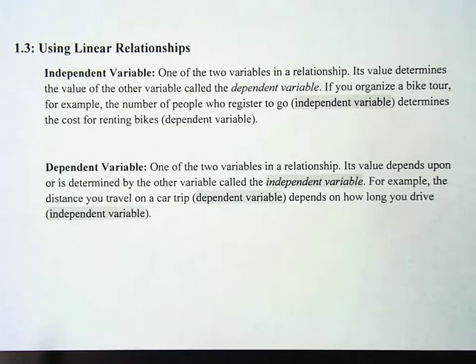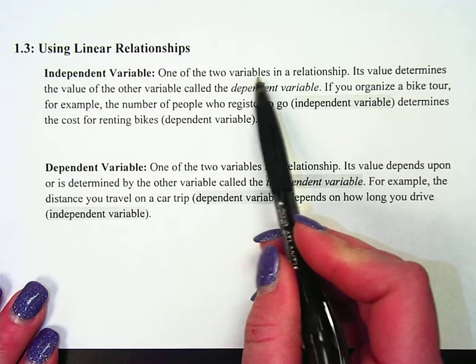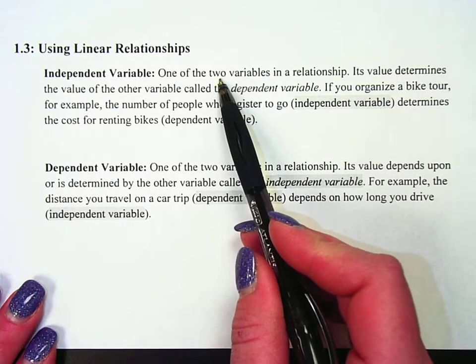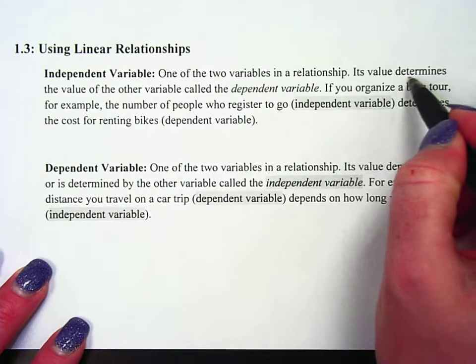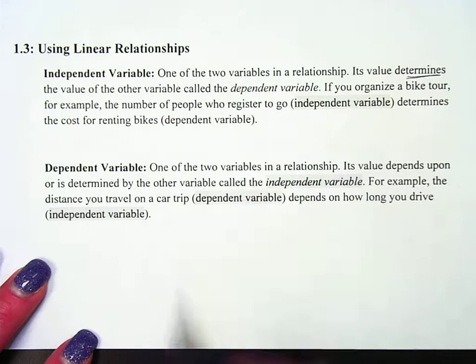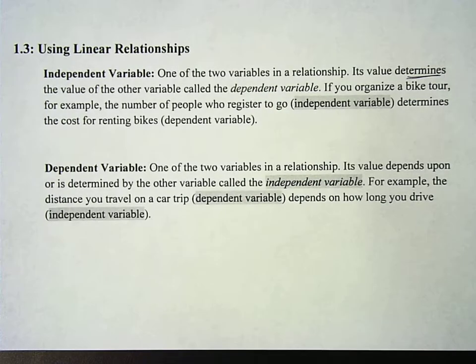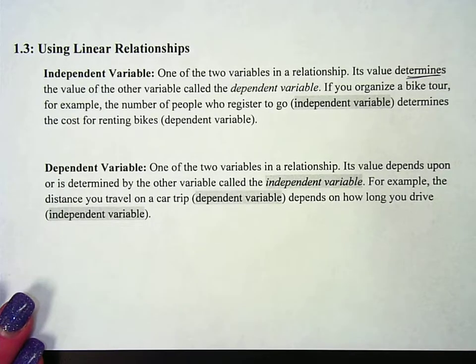This is the notes for 1.3, using linear relationships. We're going to be looking at two vocab words today because every linear relationship is going to have two variables. Let's start with the independent variable, which is the one that determines the value of my other, called the dependent variable. For example, if I was to organize a bike tour, the number of people who registered would be what I put in, and what I get out is the cost for renting my bikes.